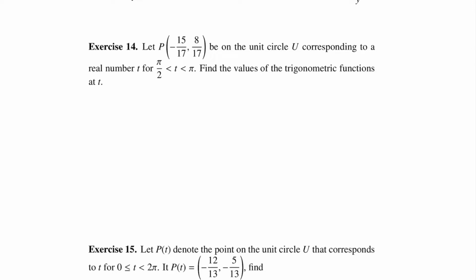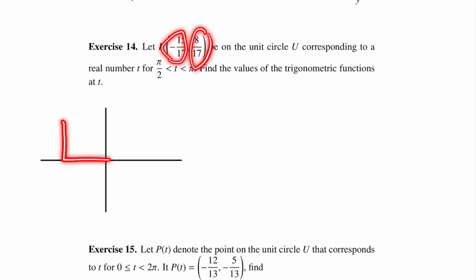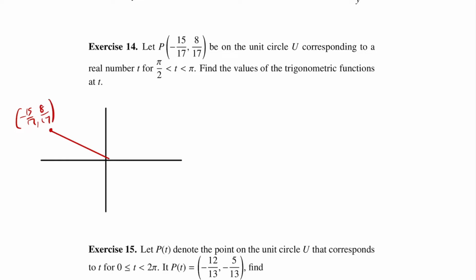So the first thing we should do is probably graph this. So we know it's in quadrant 2 because it's negative, positive. So that means negative, positive, quadrant 2. So it says negative 15 over 17, then 8. So it's going to be somewhere over here. And we can put the point there. There we go. Negative 15 over 17, comma 8 over 17. All right. And now we need to find all the trig functions of that point. So that shouldn't be too hard since it's on the unit circle. That's going to help us out quite a bit.